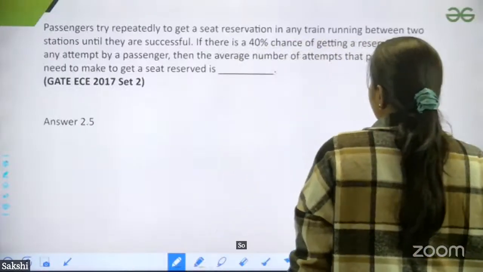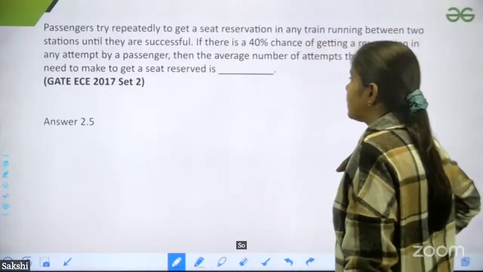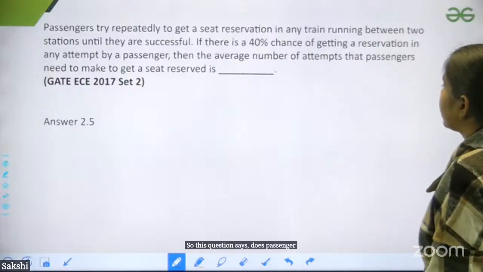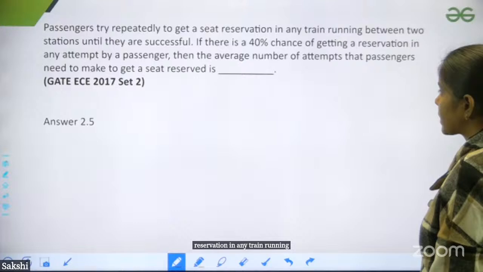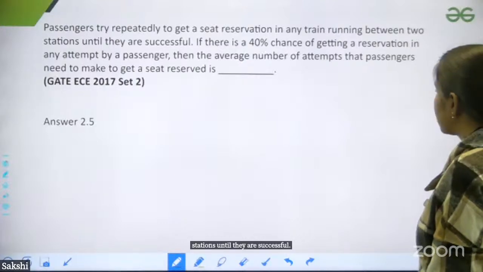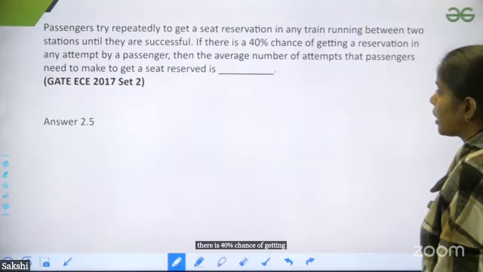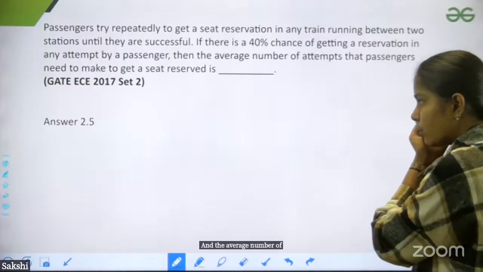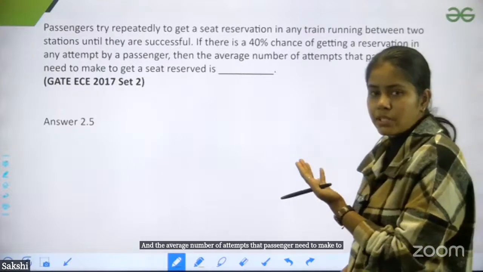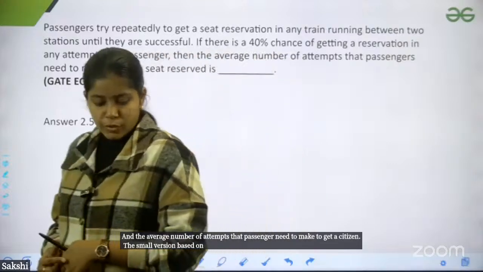So this is the next question. This question says that a passenger tries repeatedly to get a seat reservation in any train running between two stations until they are successful. If there is a 40% chance of getting a reservation in any attempt by a passenger, then what is the average number of attempts that the passenger needs to make to get a seat reserved? This is a simple question based on geometric distribution, right?